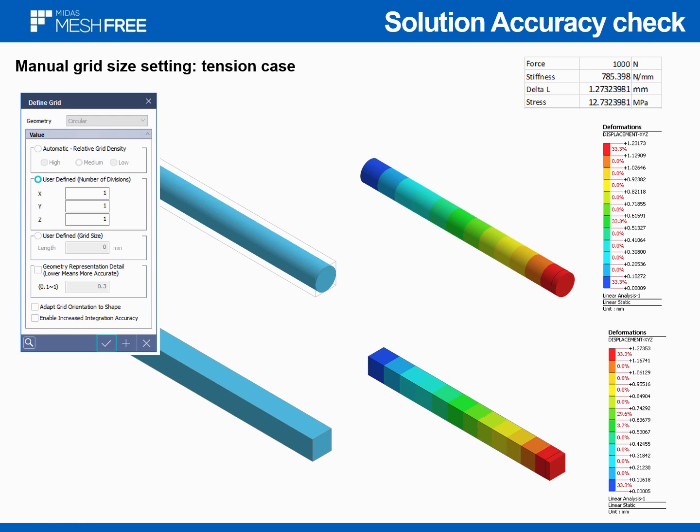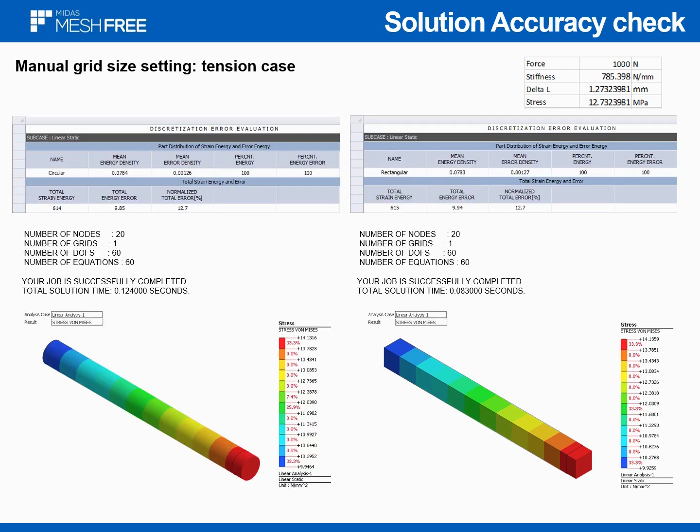From a theoretical approach, I'm expecting that elongation will be 1.27 millimeter, and for both of the cases I got a result which is pretty much convergent, because I get 1.23, and for the rectangular section I get 1.27. So I can still say that this is an accurate response of the model in terms of the displacement. But how will it look in terms of stress?